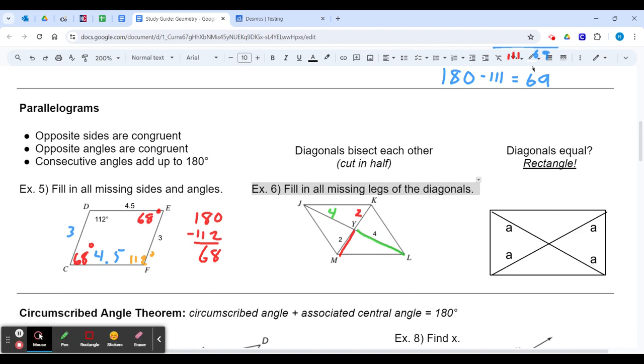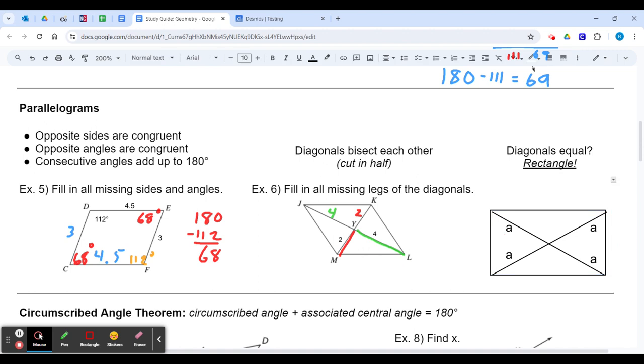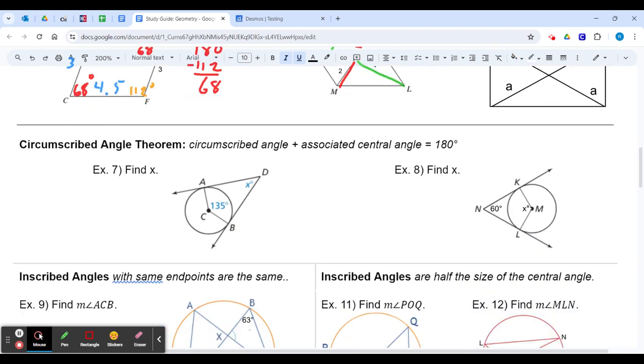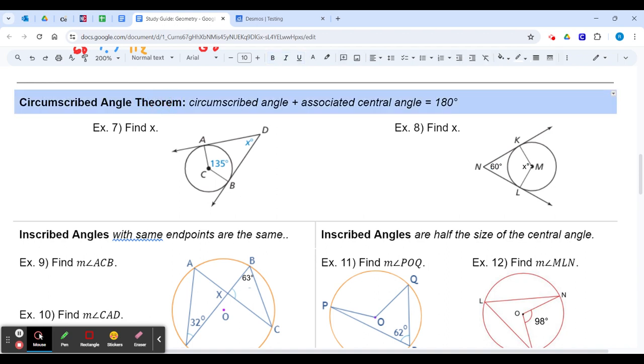So nothing to do here, but I want to really quickly talk about a special case. If all these diagonals are equal, like shown here, where all 4 of those half diagonals are equal to each other, then we have a rectangle, okay? It's squared up. So think about that gardening problem where we measure the diagonals to confirm that it is indeed a rectangle. Moving on to some angles, specifically with circles.